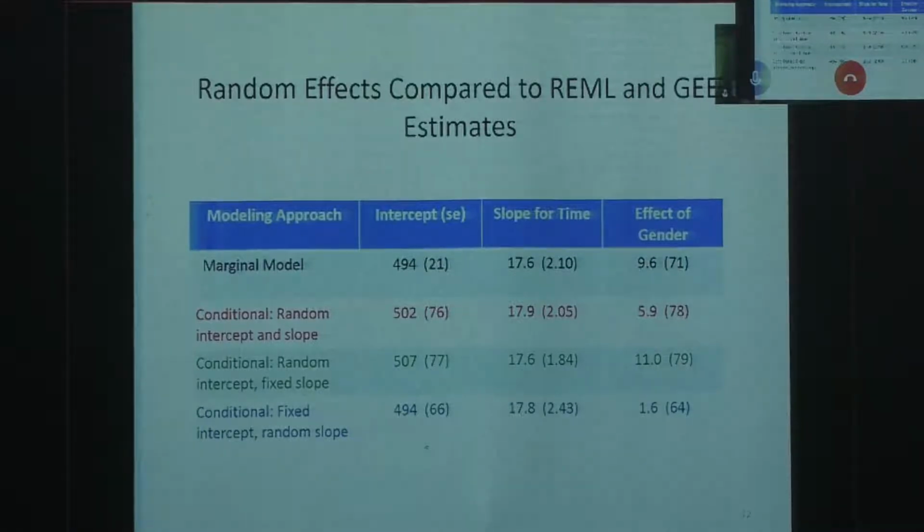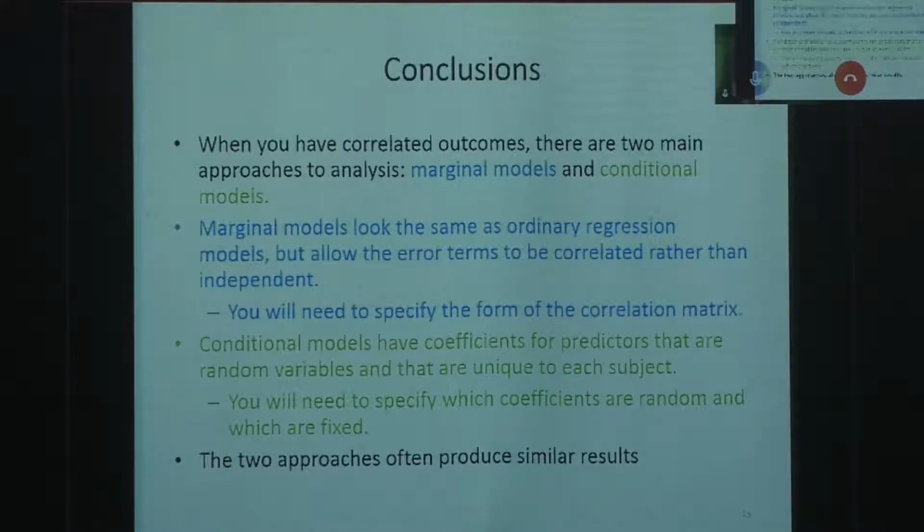Oh, conclusions, summary. So if you have correlated outcomes, there's two main approaches: marginal model, conditional model. Marginal model takes the ordinary regression and says the error terms are correlated, and you'll need to specify how they're correlated. Unstructured would be simplest, but worst for power. Or you could use a conditional model where the correlation comes in through random coefficients, and you just need to specify which coefficients are random, the intercept or the slope. And the results are often, not always, but often very similar.